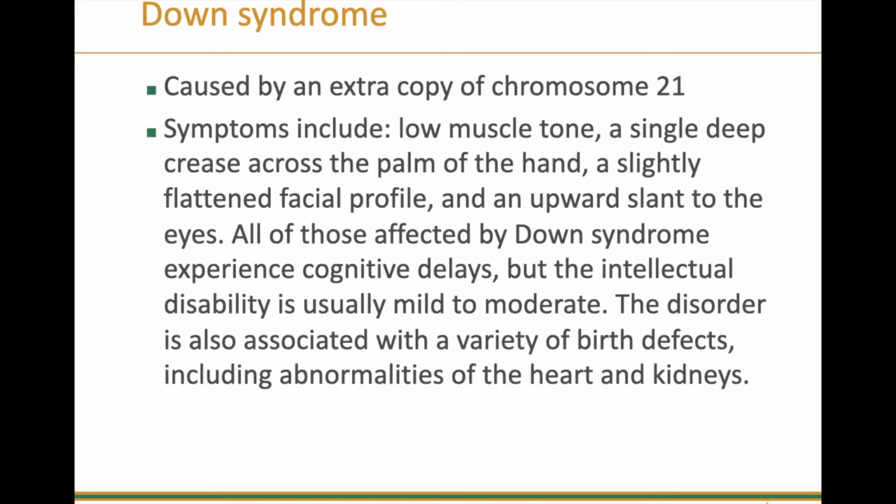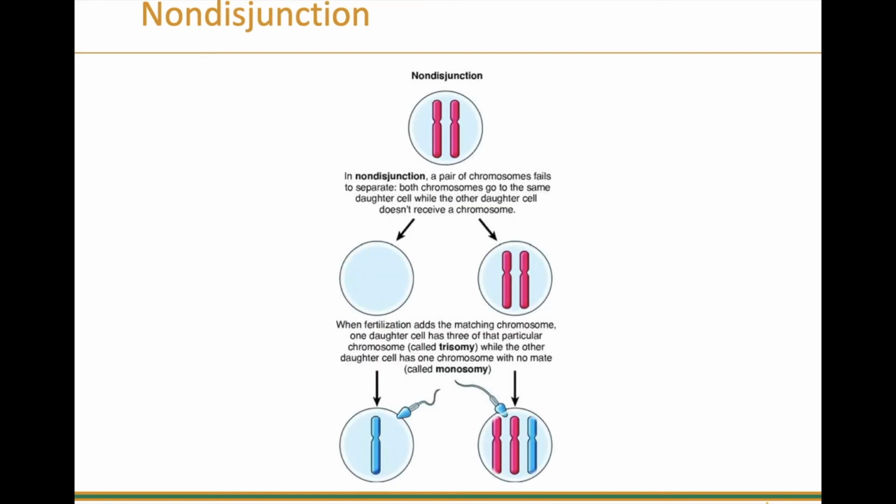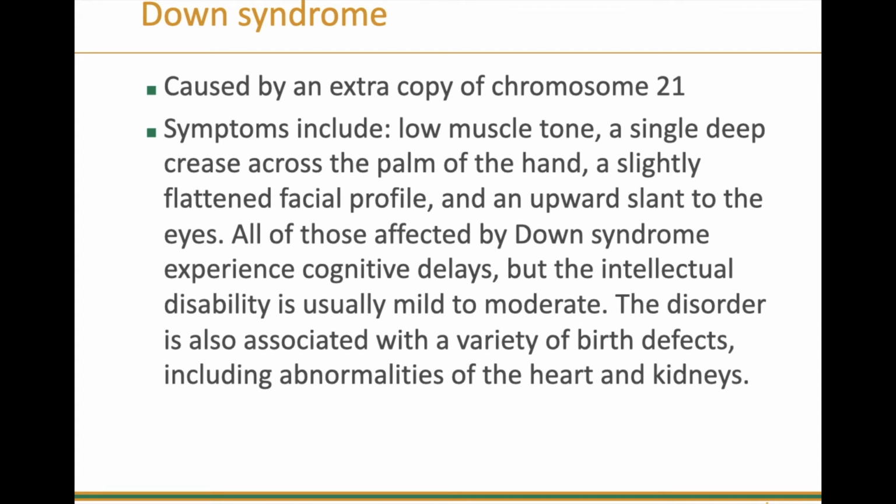So Down syndrome is caused by an extra copy of chromosome 21, so some non-disjunction probably happened. Some of the symptoms include low muscle tone, a single deep crease across the palm of the hand, slightly flattened facial profile, upward slant to the eyes, cognitive delays, intellectual disability. It's associated with a lot of birth defects, including abnormalities of the heart and kidneys.